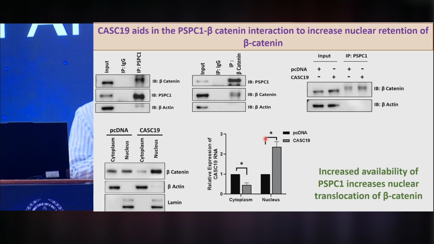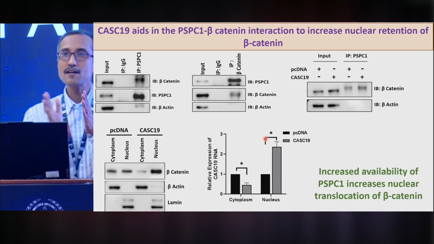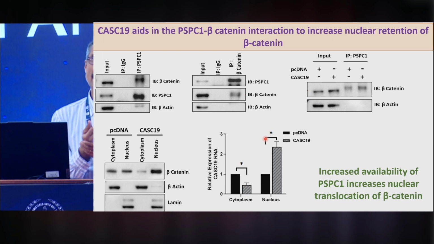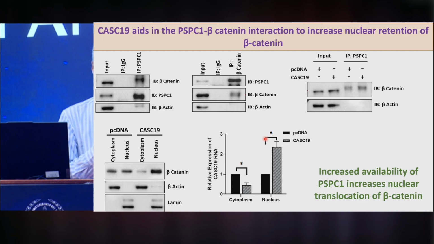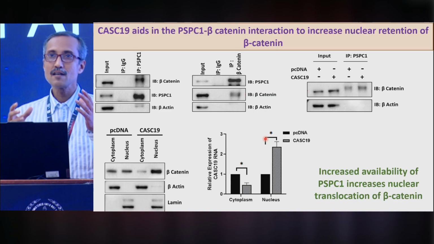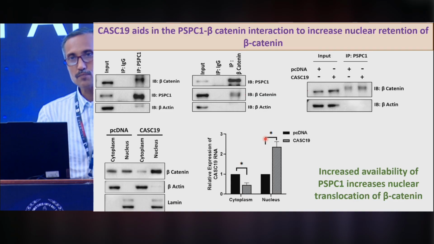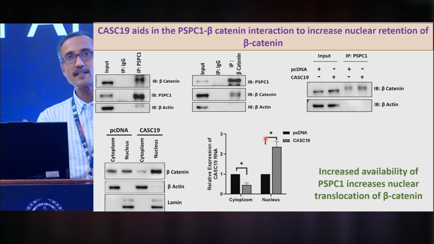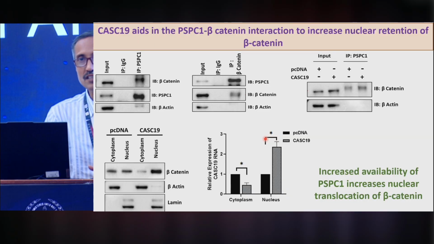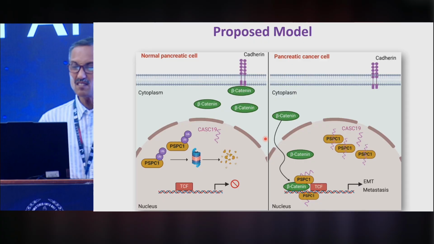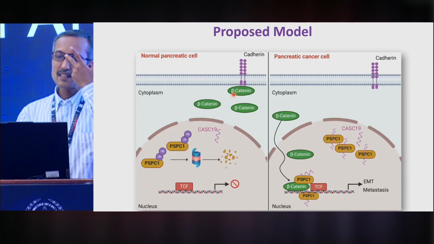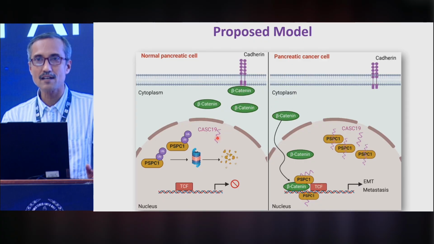And then we also looked at the interaction. There was a report that PSPC1 interacts with beta-catenin in the nucleus and favors retention of beta-catenin in the nucleus. But we then wanted to see whether CSC19 has any role in this process. And we found that increased expression of CSC19 increased the stability of PSPC1, and retention of beta-catenin in the nucleus was also increased.